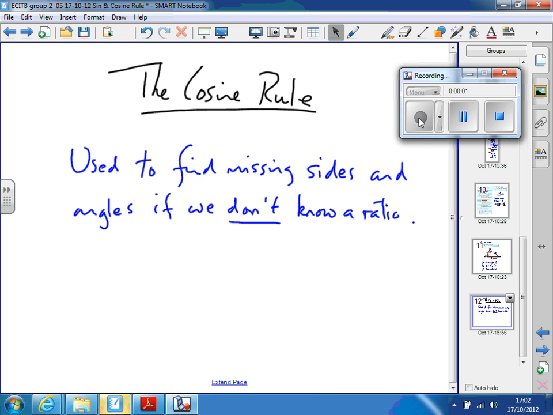Used to find missing sides and angles in a triangle that's not got a right angle in it if we don't know one of the ratios. If we know a ratio, we'd use the sine rule because that's easier to use. If we don't know a ratio, we need to fall back on the cosine rule.